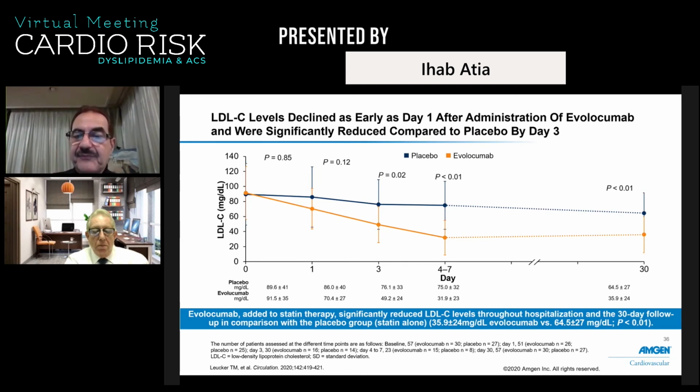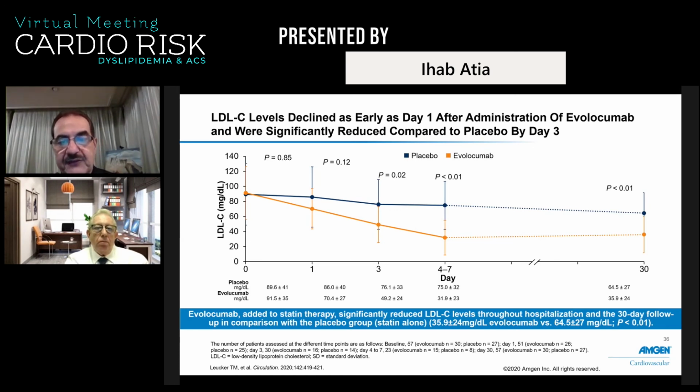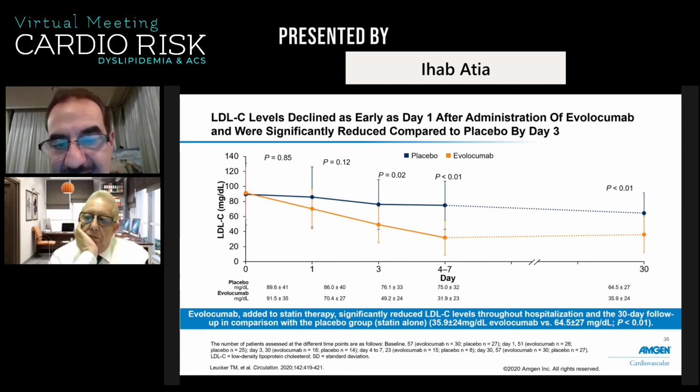And then this maximum reduction happened between day 4 and 7, reaching 31 milligrams compared to 75, and it was maintained until the 30 days. So this showed that there was a significant reduction throughout hospitalization and even 30 days later compared to the statin alone group.